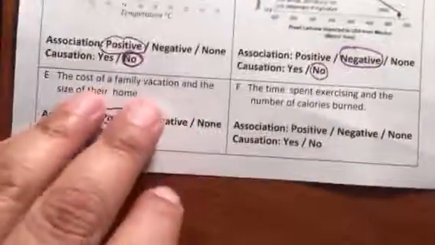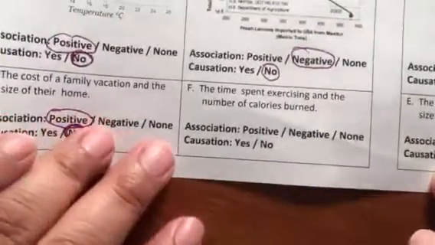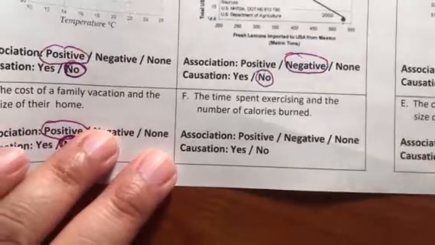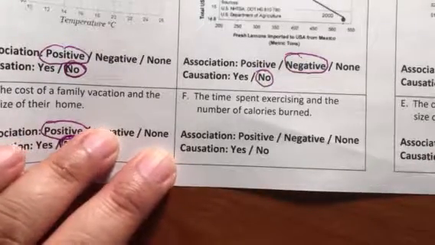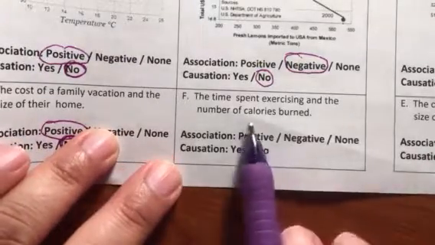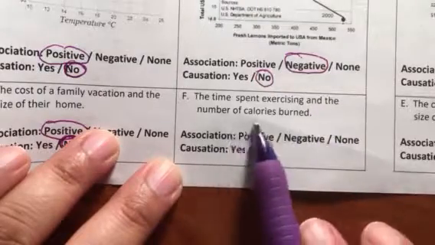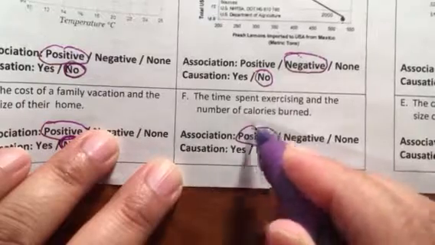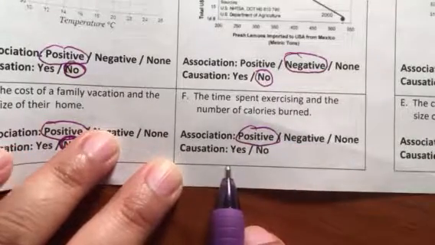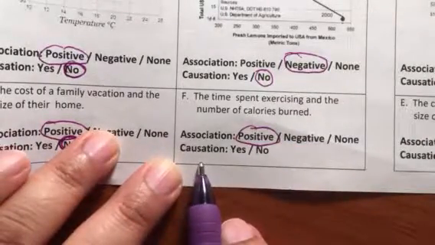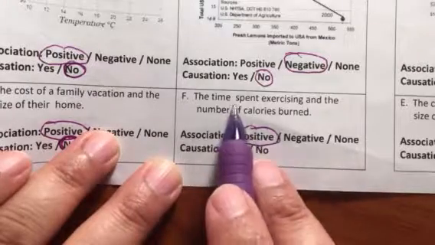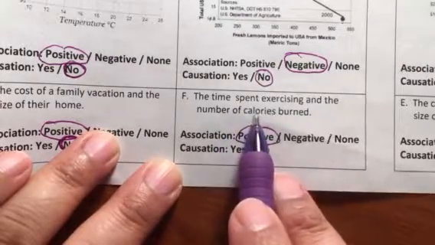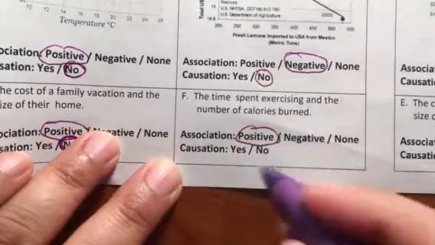All right, and the last one would be the time spent exercising and the number of calories you burn. So the more you exercise, the higher your calories burned would be. So this is a positive. Now, is there a correlation or is there a causation? Does the time you spend affect the calories burned? Yes, it does.